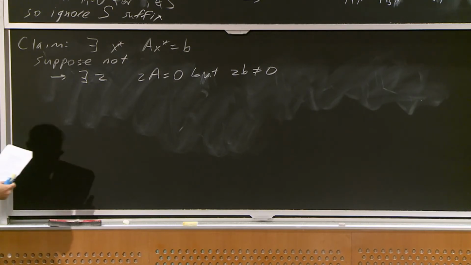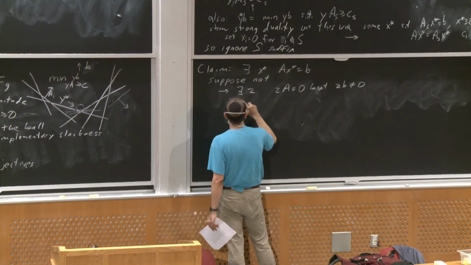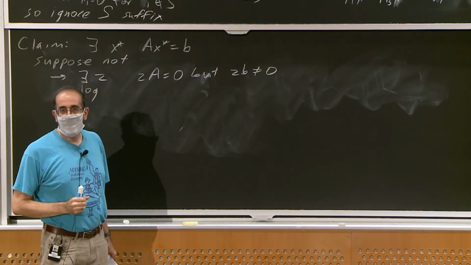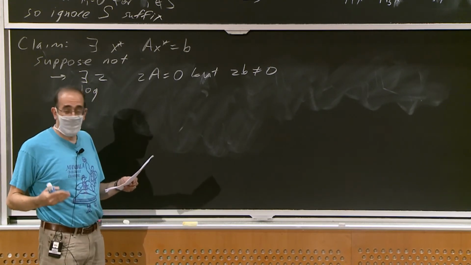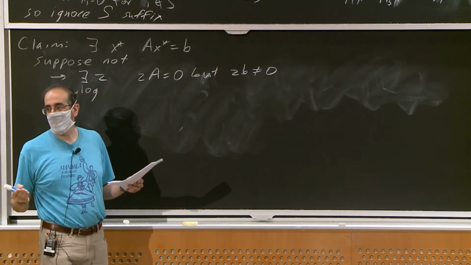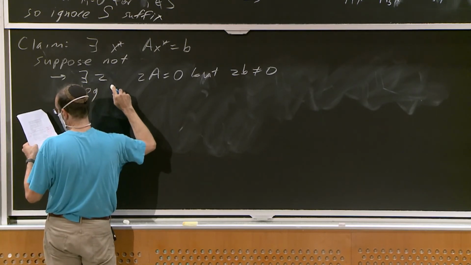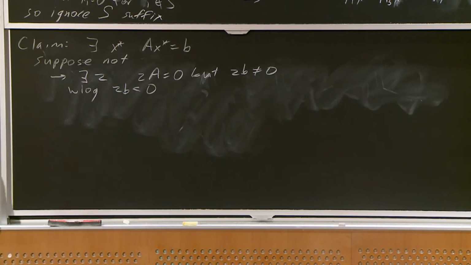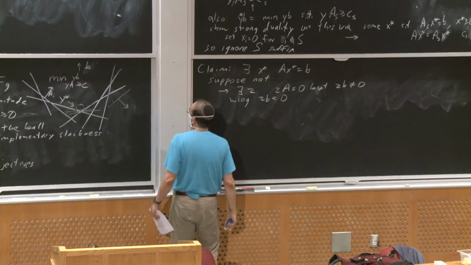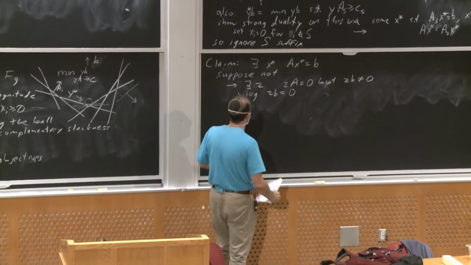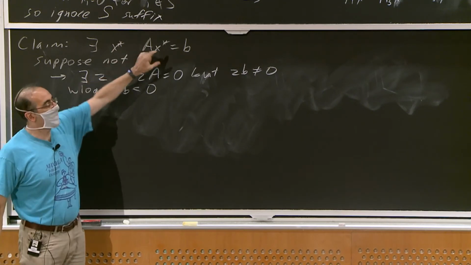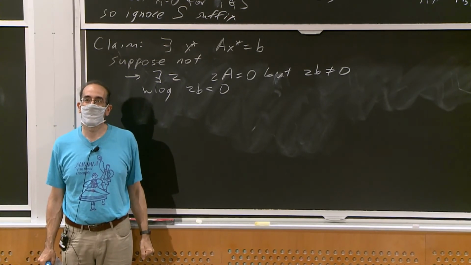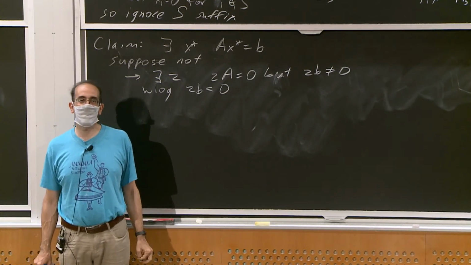Okay. First of all, notice that right here I have a non-zero z b. If it's negative, if it's positive, I can take minus z and make it negative. So I'm going to assume without loss of generality that in fact z b is less than 0. Okay. So again, what would it mean in physics if there is no x star such that A x star is equal to b? What would that say about our physical system?